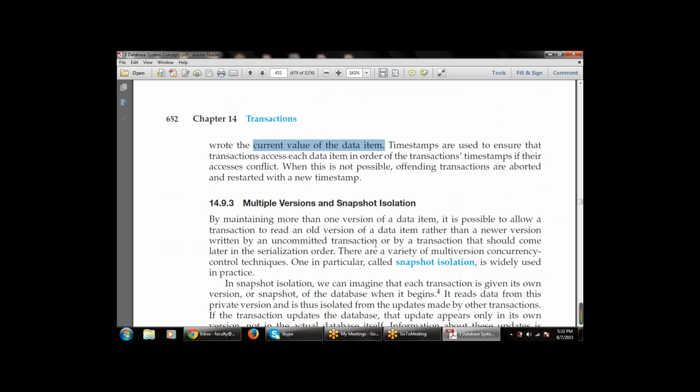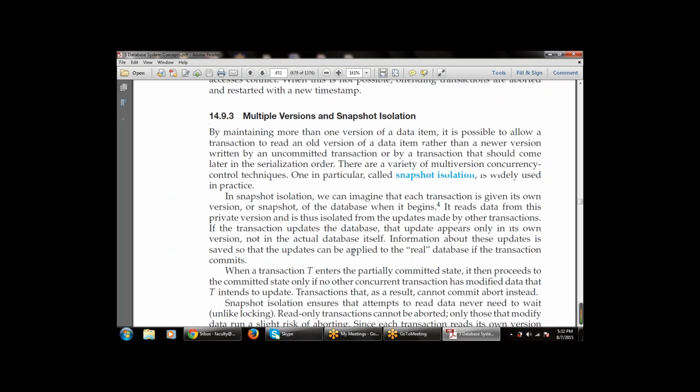Then multiple versions and snapshot isolation. That comes in the serialization view, that is, how to map the transactions and how to view the multiple versions and the snapshot isolation.